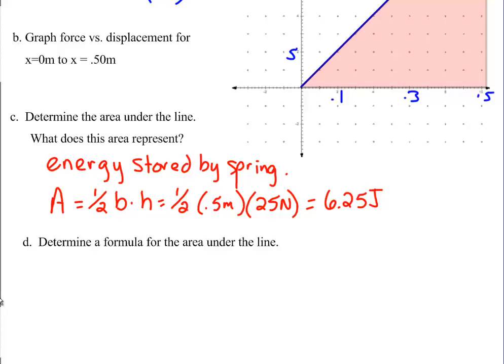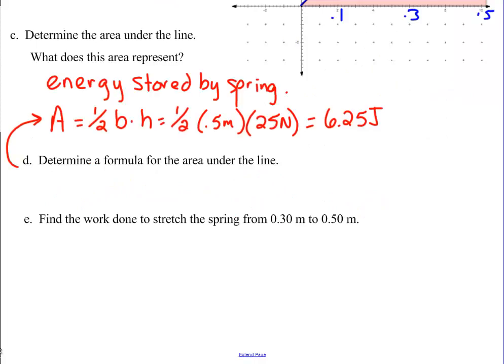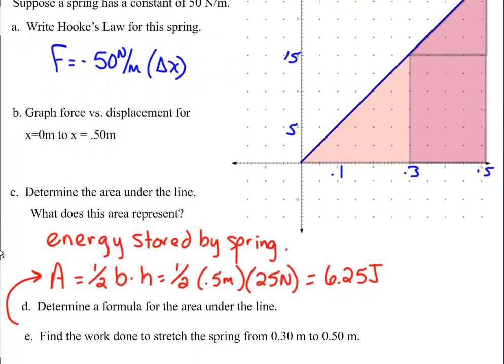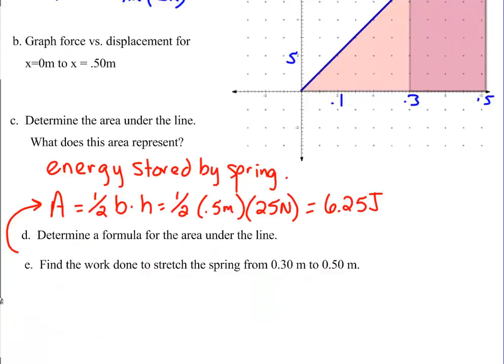Determine the formula for the area. Well, we did it. It's right here. Find the work to stretch the spring from 0.3 to 0.5. So the area that I want is shown there. It's the area between 0.3 and 0.5. It's a rectangle plus a triangle or a trapezoid. So what I need to do is geometrically or algebraically find that area. I can find the area of the rectangle plus the area of the triangle, or I can find the area of a trapezoid. So let's do the area of the trapezoid.